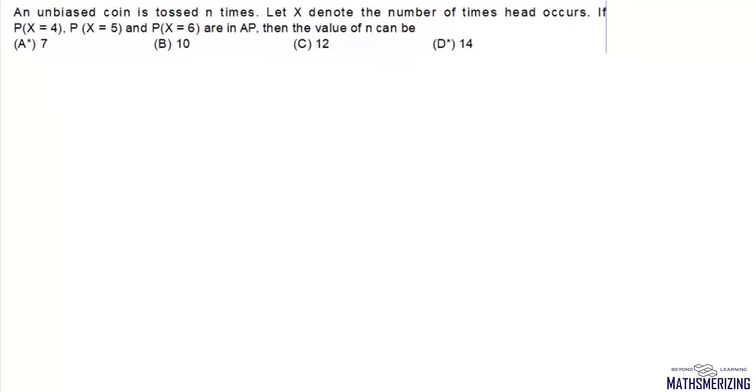Now the question is, an unbiased coin is tossed n times and let x denote the number of times head occurs.